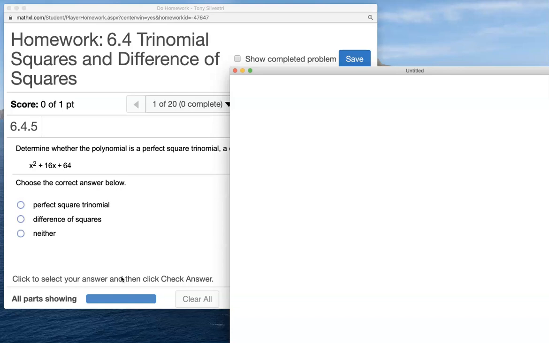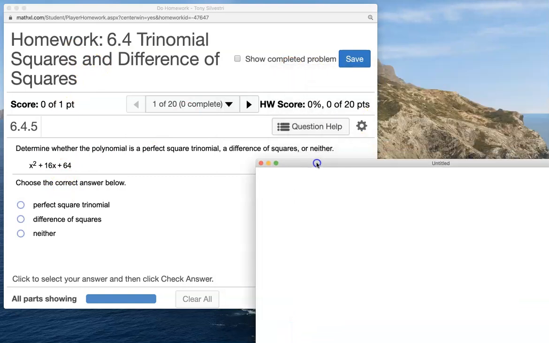In the big world of trinomials, there are certain forms where, if you look at the original trinomial, you can spit out the factors immediately without doing much effort. So that's what they're talking about here, the special forms. Now, the first thing here is they're asking you in this first question, determine whether this is a perfect square trinomial, a difference of squares, or neither.